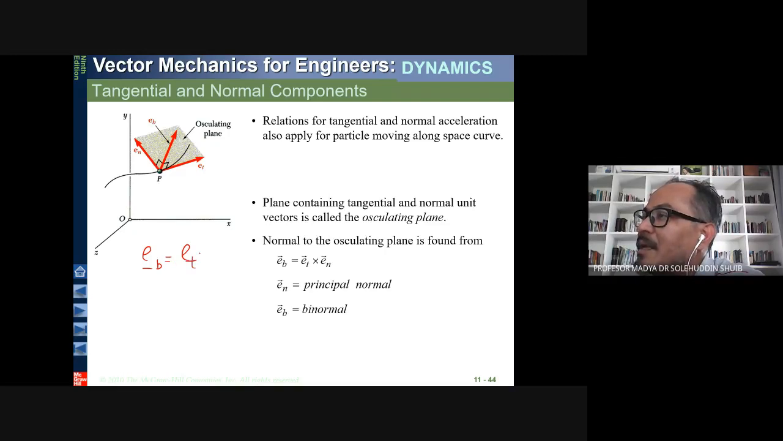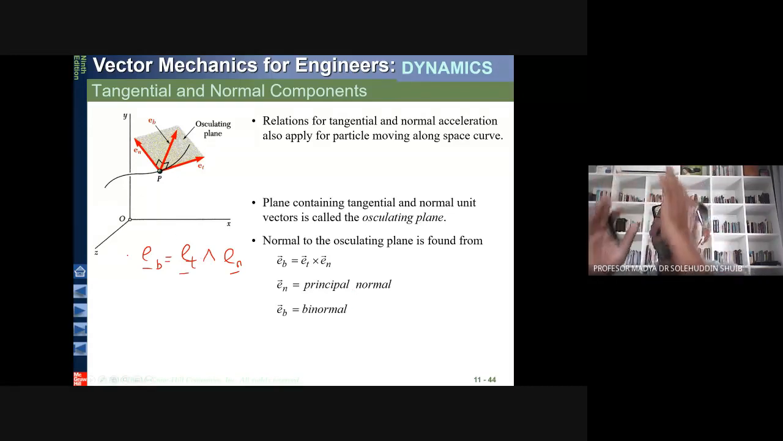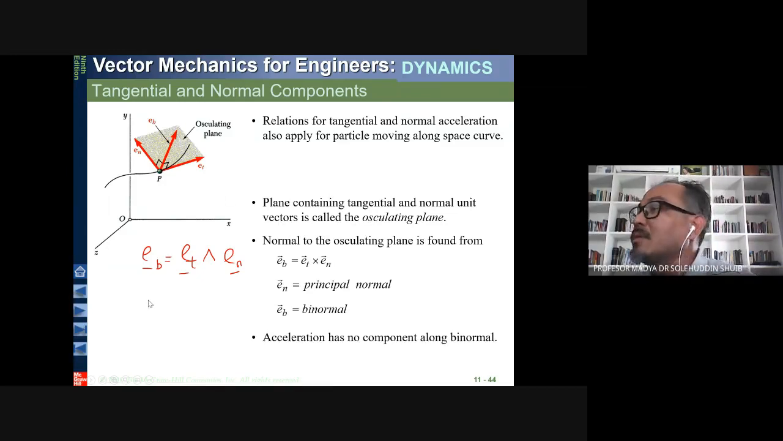So we have ET cross EN. This is the principal normal, and EB is the binormal. Binormal means it divides this into two, perpendicular to it. This EB is pointing out, going out. So the plane containing the tangent and normal unit vectors is called the osculating plane.